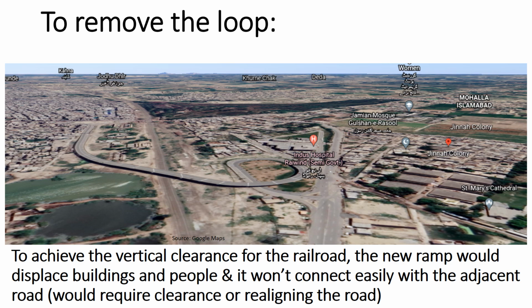So to remove the loop, to achieve this vertical clearance for the railroad, if we were going to use a ramp, it would necessarily displace buildings and people, and it also wouldn't connect easily with the adjacent road. So if we were to put this long ramp, the issue we're going to have when it crosses that road is, you're either going to have issues with the vertical clearance, or you're going to have to realign that road so that it crosses this new ramp at an appropriate elevation so they actually connect with each other. So you either need enough room to provide vertical clearance, or you need to have them where they connect with each other. So that would cause a lot of additional work to tie all those things in.